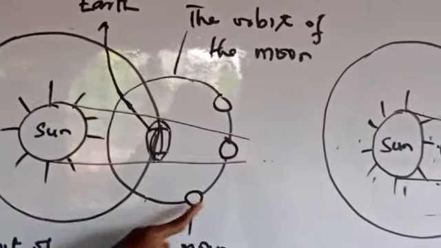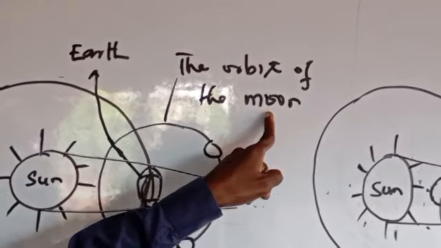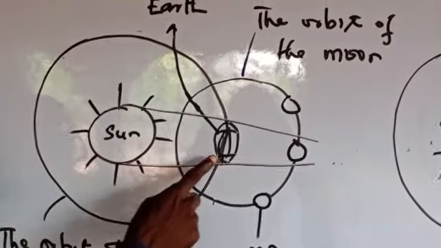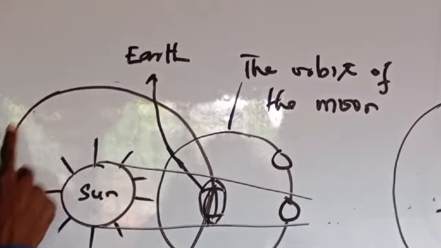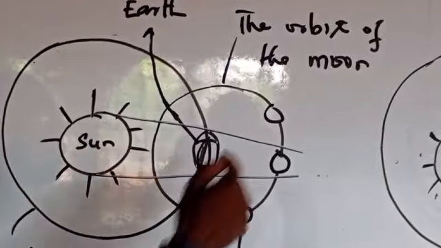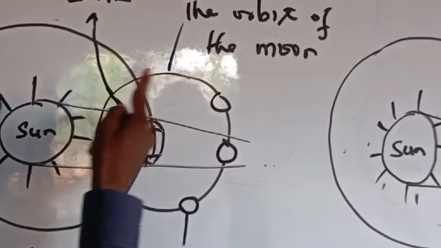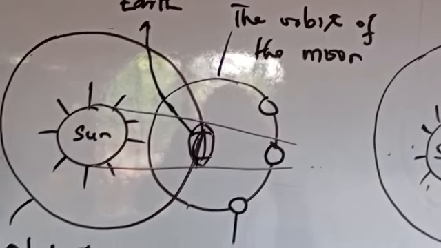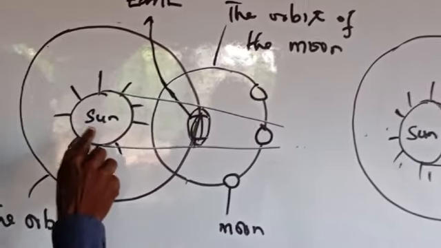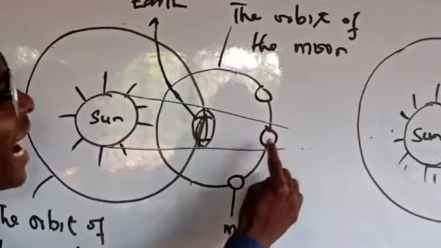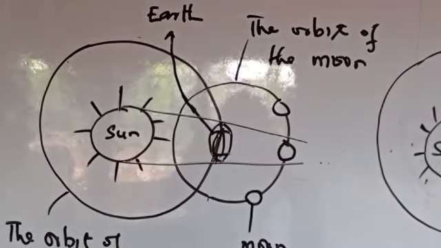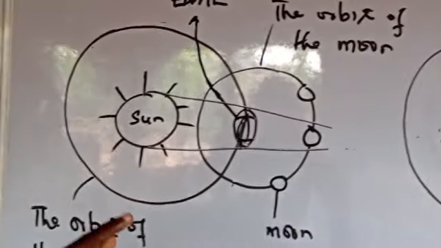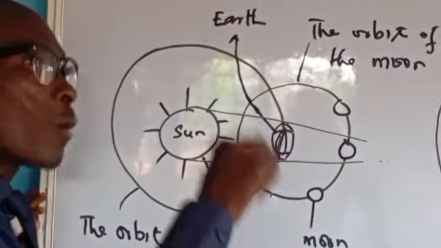And this is the orbit of the moon. Now, if you look at it, the earth is moving around the sun. Likewise, the moon is also moving around the earth. But at a certain time, when the sun, the earth, and the moon are in a straight line, the eclipse that occurs depends on the one between the earth and the moon that casts a shadow on the other.